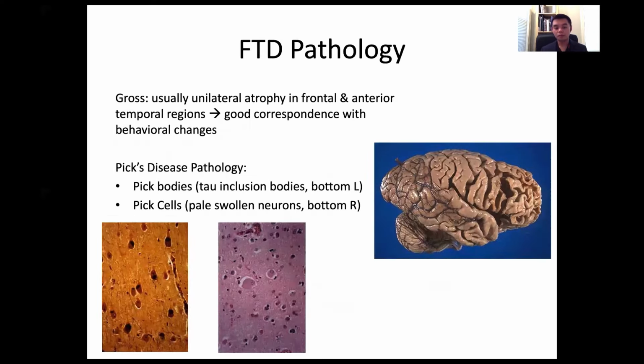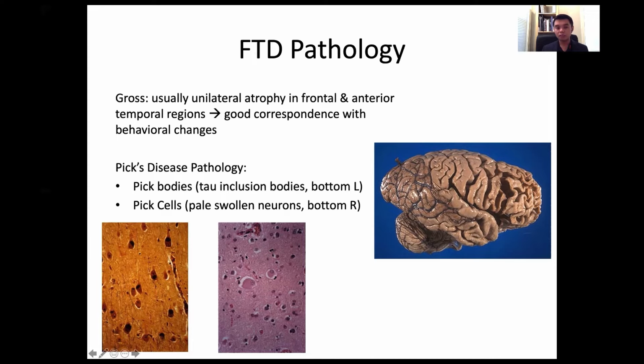So the pathology for FTD, your classic pathology, we call it Pick's disease pathology. You're going to see these Pick bodies, we see them here, these dark blue spots, these inclusion bodies, and then these Pick cells, these pale swollen neurons over here as well. And then the brain will have this severe atrophy of the frontal lobes and sometimes the temporal lobes. And this very sharp atrophy, some people call it a knife's edge atrophy.